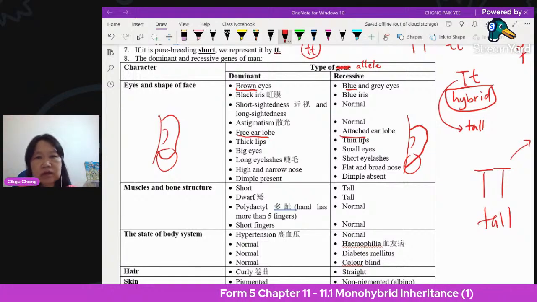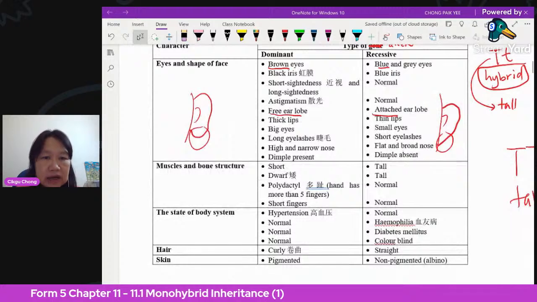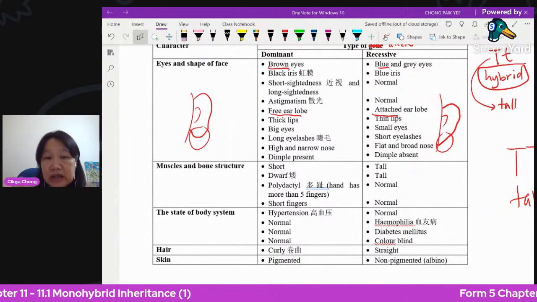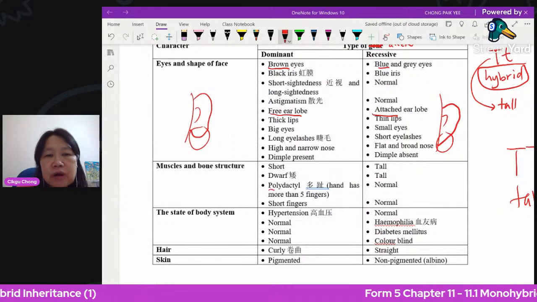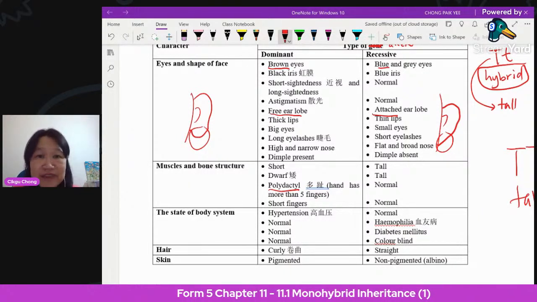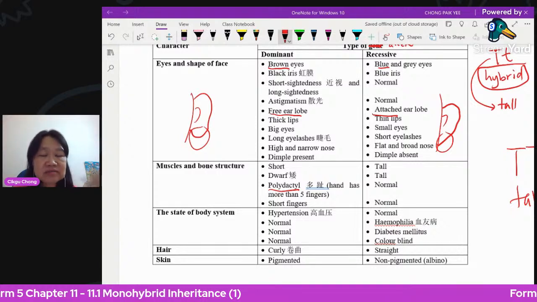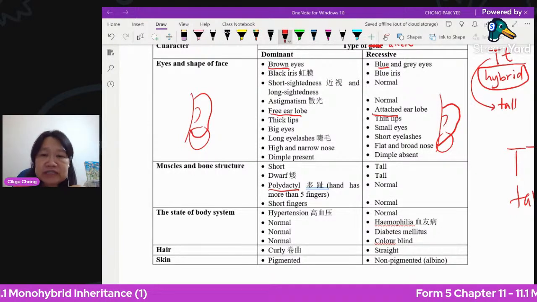So thick lips, thin lips. Okay, you go through the list. I am not going to go through everything because it will take time. You don't have to memorize this anymore. Further, all right. Dwarf, polydactyl. Polydactyl is a phenomenon where a hand has more than 5 fingers. That's called polydactyl. Okay, surprisingly, it's dominant. Surprisingly. Okay, recessive is normal.